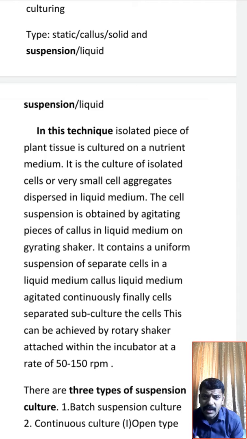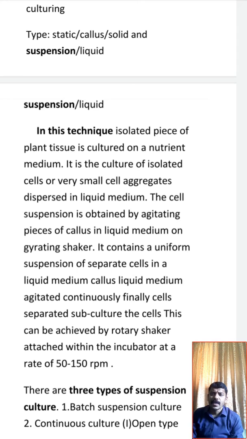In the liquid media. So solid media is prepared into the petri dish for static media, and if we are going for suspension or liquid culture, then we have to use a special type of conical flask. They are called Erlenmeyer flask. In that flask, in liquid media, we keep 1 or 2 cells as starting material, or we shift callus tissue into the suspension culture, and this liquid media is continuously agitated in a rotary shaker which has incubator features also.